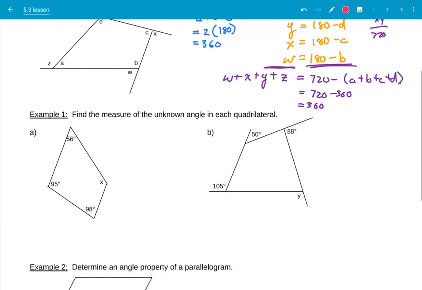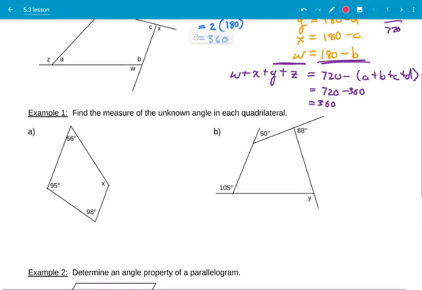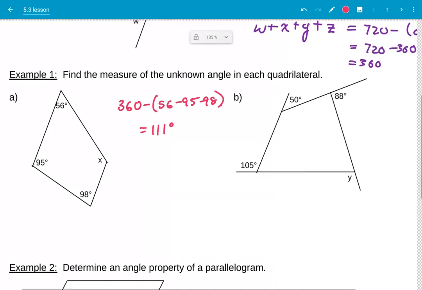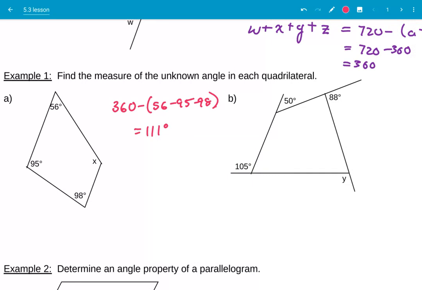Example 1. Find the unknown measure of each quadrilateral. Okay, so it's 360 minus the 56 minus the 95 minus the 98. I believe that's 111 degrees. The exterior angles are 360, so it'll be 360 minus 105 minus 50 minus 88. That's 117 degrees.